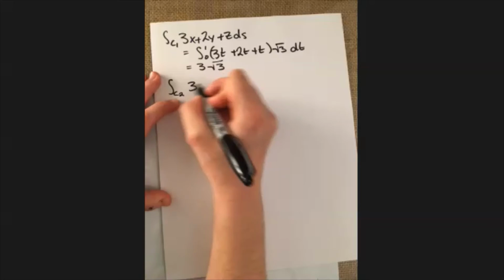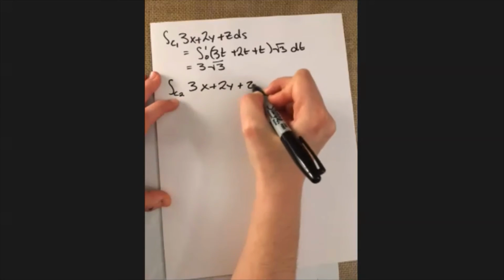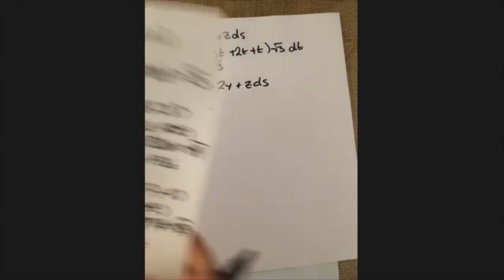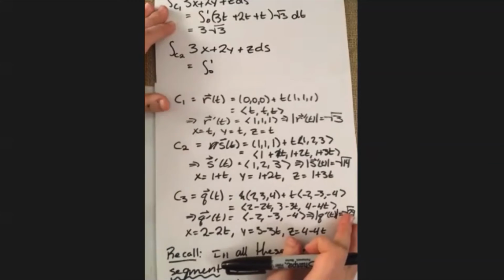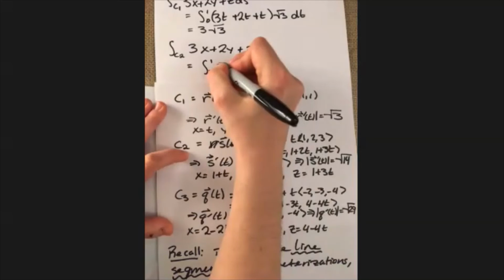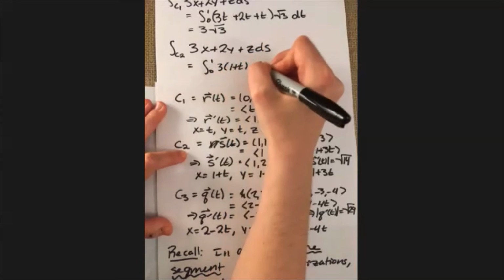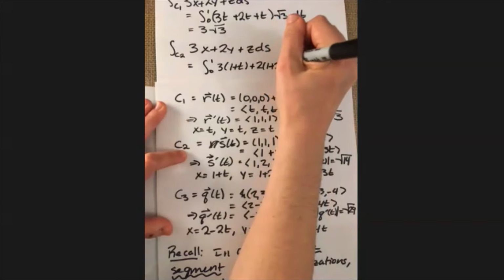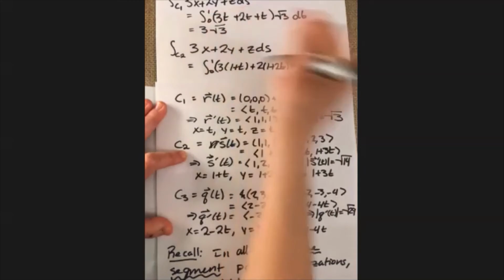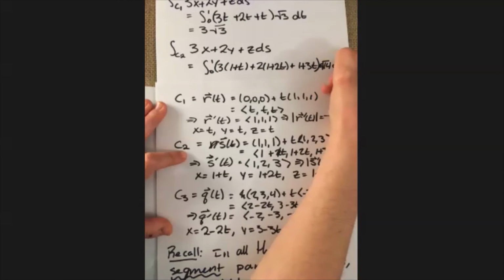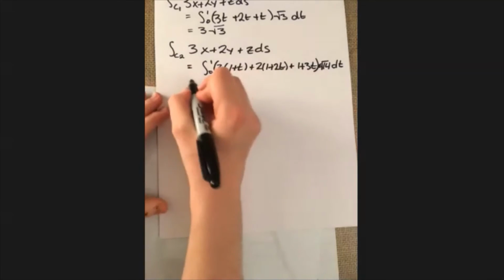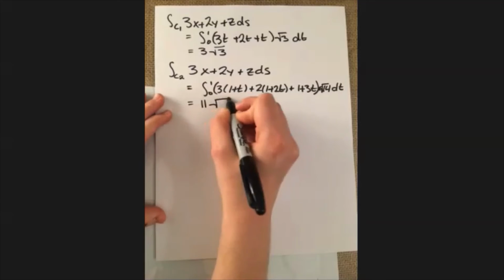So second curve, same function. Integral from 0 to 1, and now I got to start swapping out my x, y, and z, and that's going to be based off of these identities right here from the coordinates that we pulled from our parameterized curve. So 3 times 1 plus t plus 2 times 1 plus 2t plus 1 plus 3t. Oops, and all of that is multiplied by √14, and then we have a dt. Integrating that with respect to t, and your final answer that you get for that piece right there is 11 times √14.